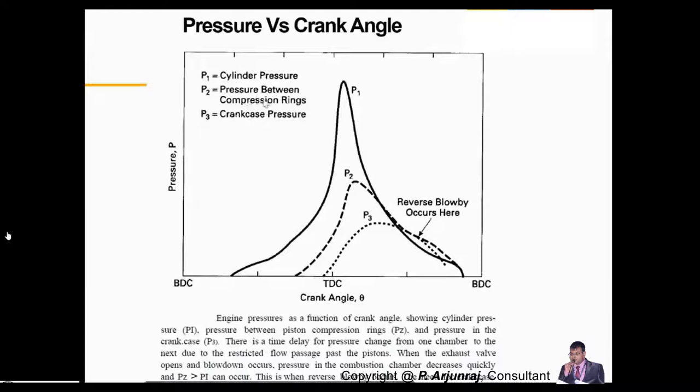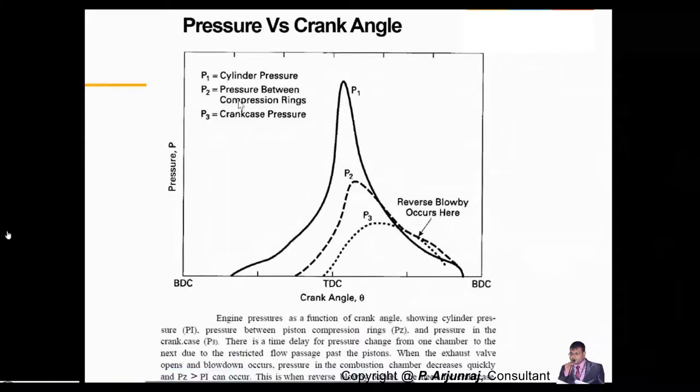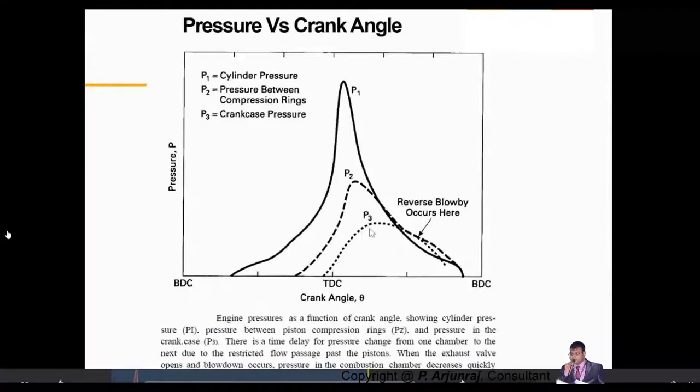So when compared to the cylinder pressure, the pressure between the compression rings is different. You have three types of ring in the piston: top ring, compression ring, and then the oil ring. The pressure between the top ring and the compression ring is lesser than the peak cylinder pressure of your engine. And the last one is the crankcase pressure, where the exhaust gas leaking past the piston ring goes. So you see the pressure is going to be lesser than P1 and P2.